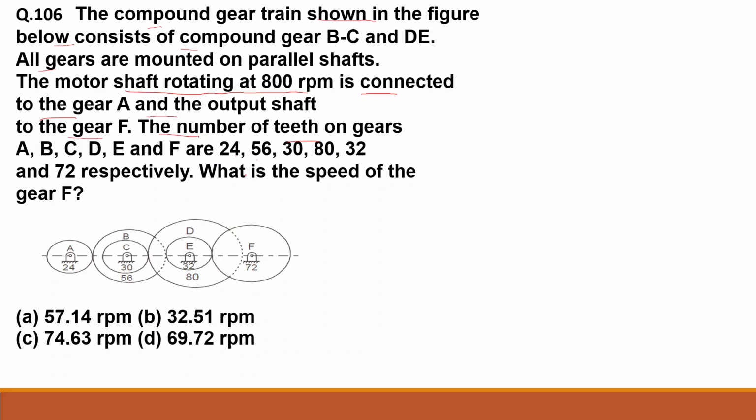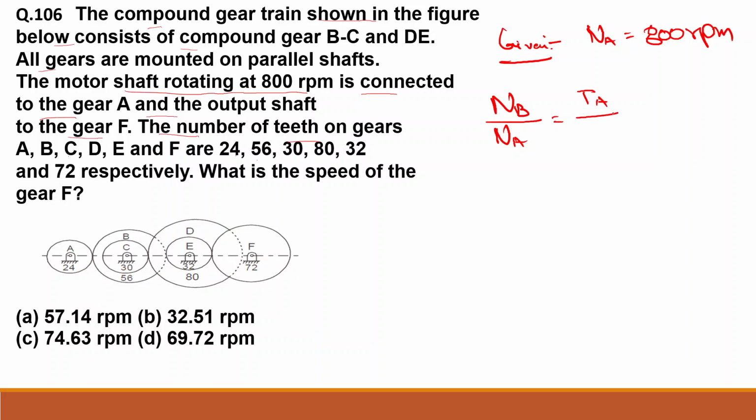This is a very interesting question. First I will write the given data. Given NA is 800 rpm, and for the compound gear train the ratio is NB upon NA is equal to TA upon TB.